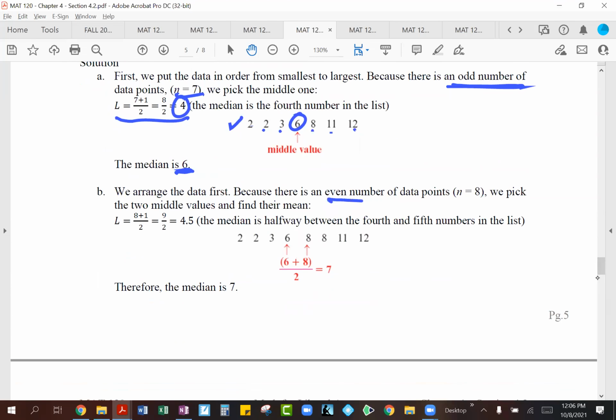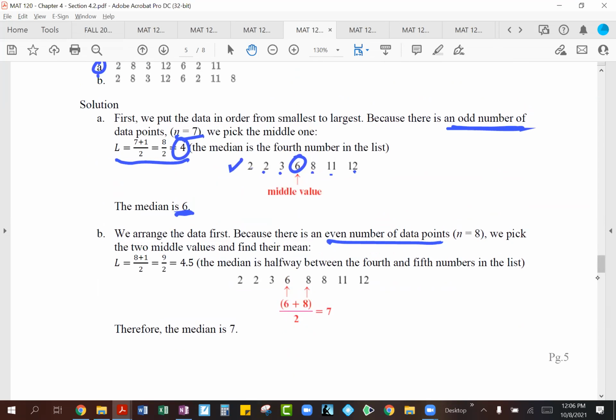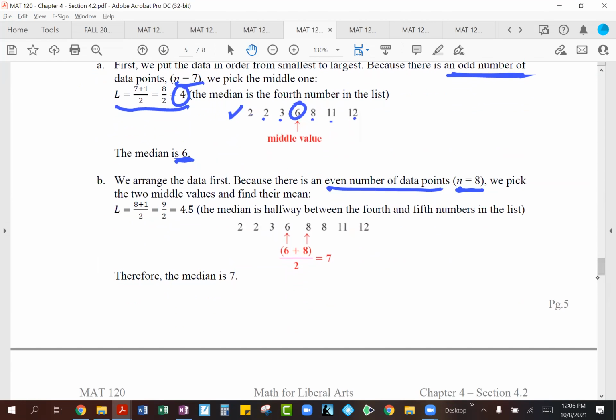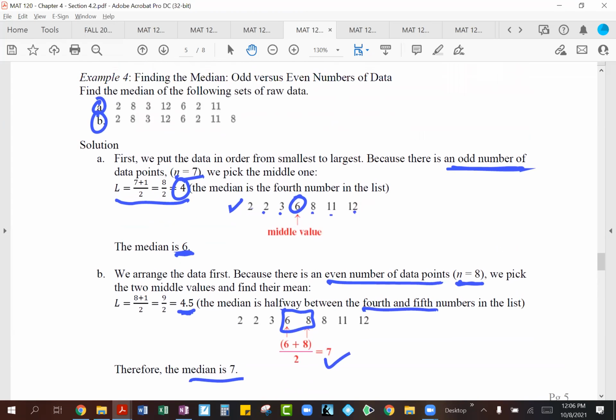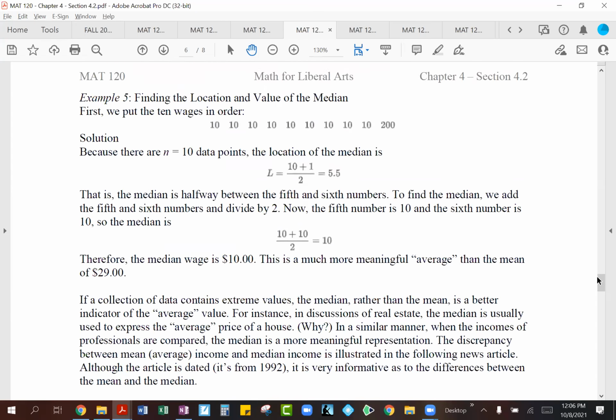Now, when you have an even number, in part B, you can see we have 8 data values. In this case, when you find your position, that's 4.5, so that's going to be between the fourth and the fifth position. Fourth and fifth will be 6 and 8, which is kind of what happened in our example. Then you find your median, which comes out to be 7. So it just depends on if you have an odd or even number of data values. You can look through that.